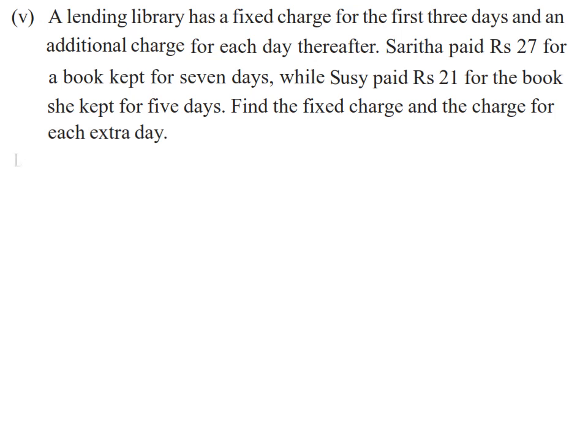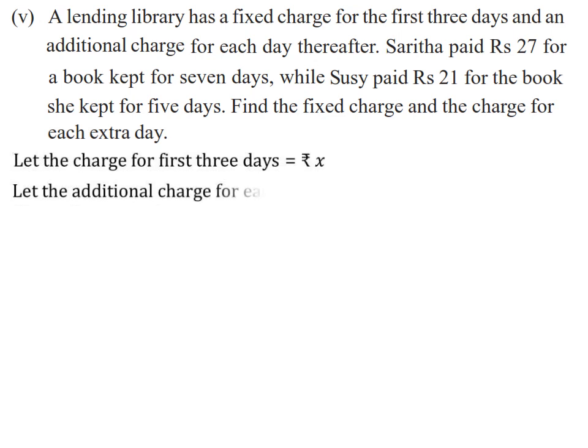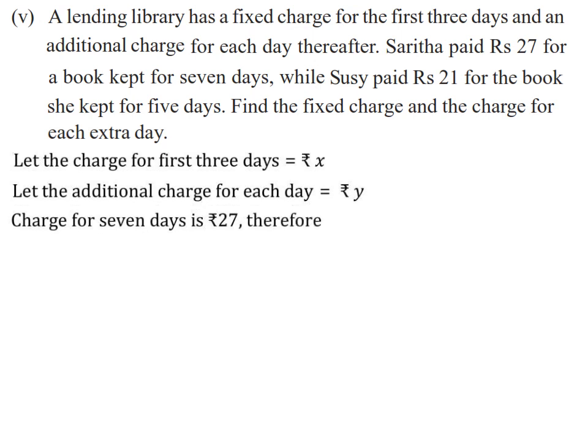So we have to find this. Let the charge for the first 3 days be rupees x and the charge for each day be rupees y. So for the first condition, Sarita pays 27 rupees. So the charge for 7 days is 27. 3 days is already reduced from these 7 days, so there are only extra 4 days. So my equation will be x for 3 days and 4 into y for 4 days equals 27, which is my first equation.